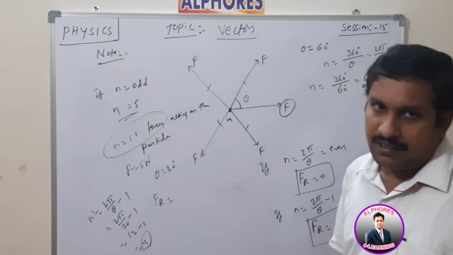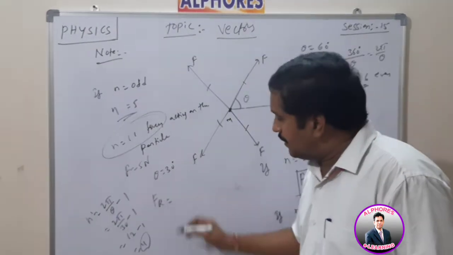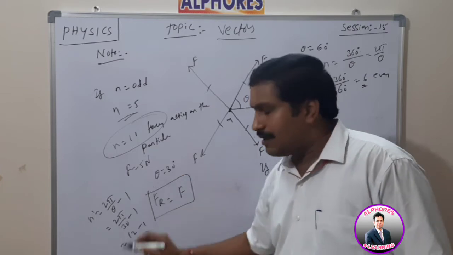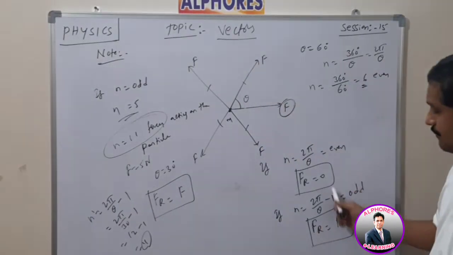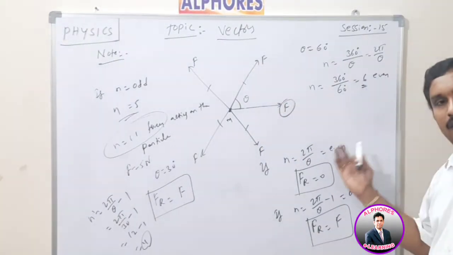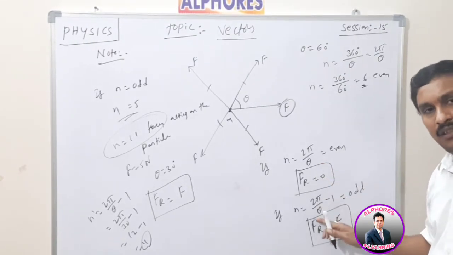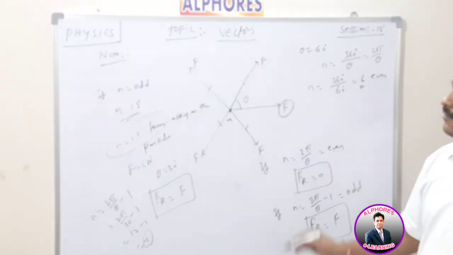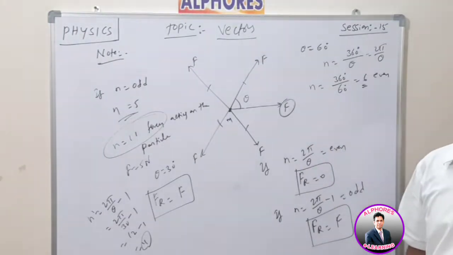11 forces is odd. That means if 11 forces are acting on the particle, then the resultant force acting on the particle is nothing but 5 newtons only, as per this concept. If the number of forces is even, the net force is 0. If the number of forces is odd, the net force is equal to the magnitude of each force. So this is a simple application of the polygon law.